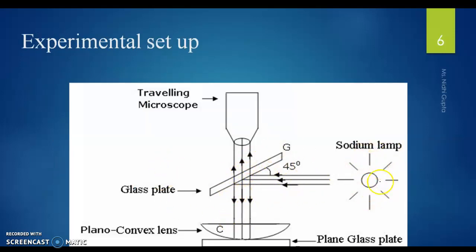This is the setup in the laboratory. The sodium lamp is a monochromatic source of light. This is a glass plate which is placed at 45 degrees with the incident beam. Between the plano-convex lens and the glass plate an air film is formed, and the reflected light can be seen through the travelling microscope.